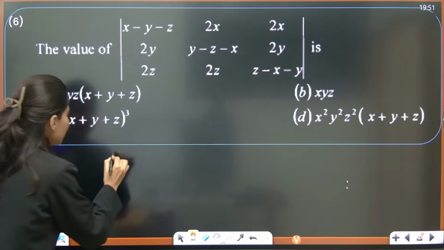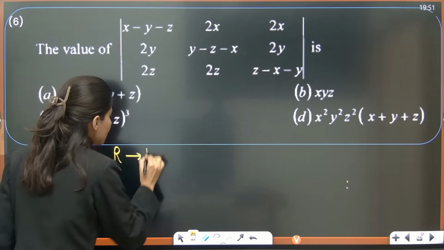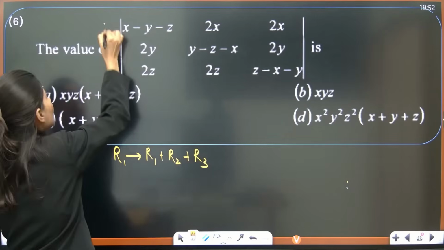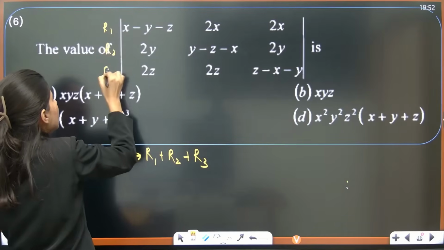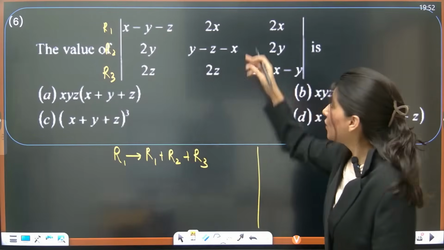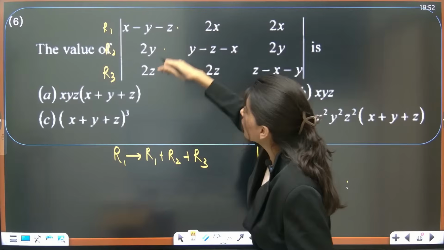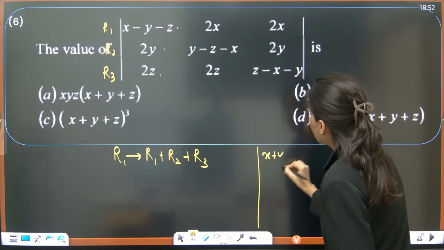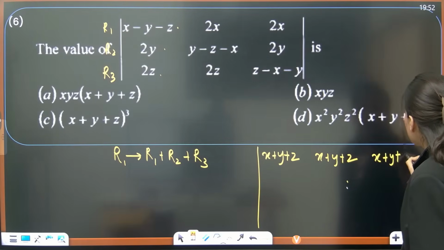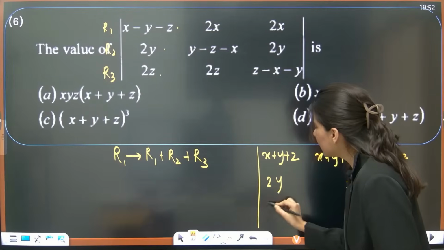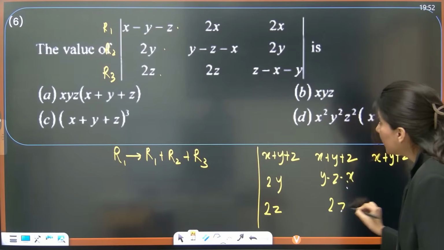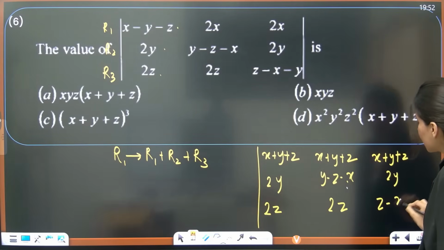So the row operation which I'm going to apply over here is R1 goes to R1 plus R2 plus R3. Understand, this is your row number 1, so I am changing row number 1 with the help of R1, R2 and R3. So what I'm going to get is x plus y plus z, x plus y plus z again, x plus y plus z again. And this is going to give you 2y as it is. Rest everything is as it is. Y minus z minus x, 2z, and this is 2y z minus x minus y.